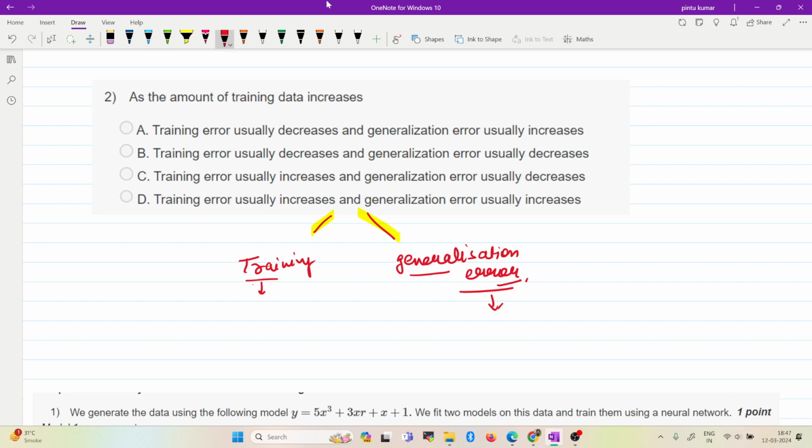Okay. So when you have a large training data set, what would happen is that your training error will usually decrease. That is correct. And hence your generalization error will usually increase because you are now looking at more data points. So even if you have some noise in a small number of data points, you can overcome it by looking at other data points. So the first option is correct over here.